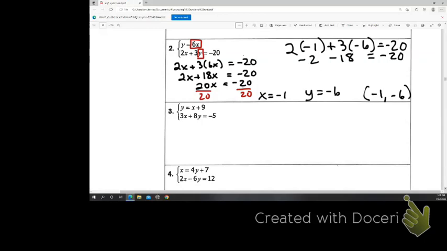The next one we're going to have to distribute. And it's going to be really important that we've used parentheses when we plug it in. So this entire x plus 9 is going to go right inside where the y is. So now I have 3x plus 8y, but y is getting replaced with x plus 9.